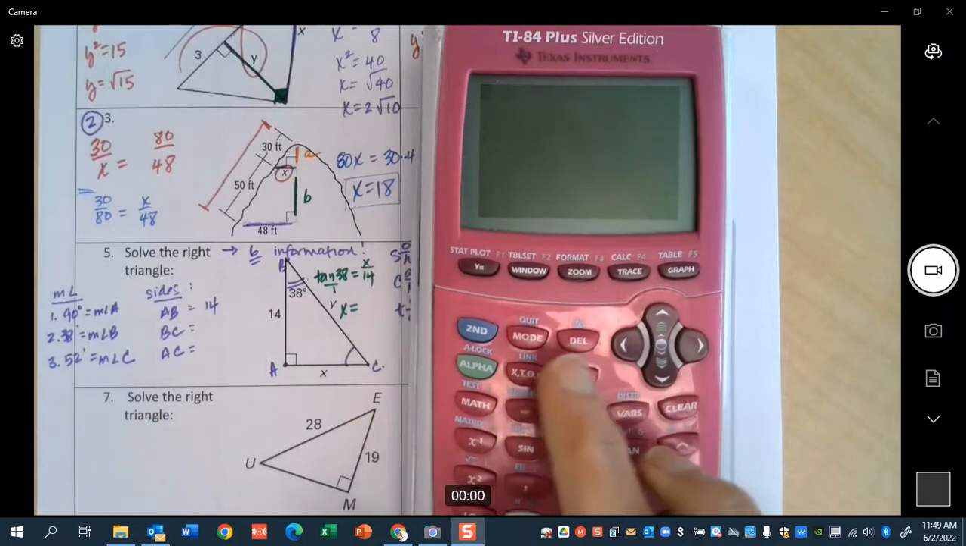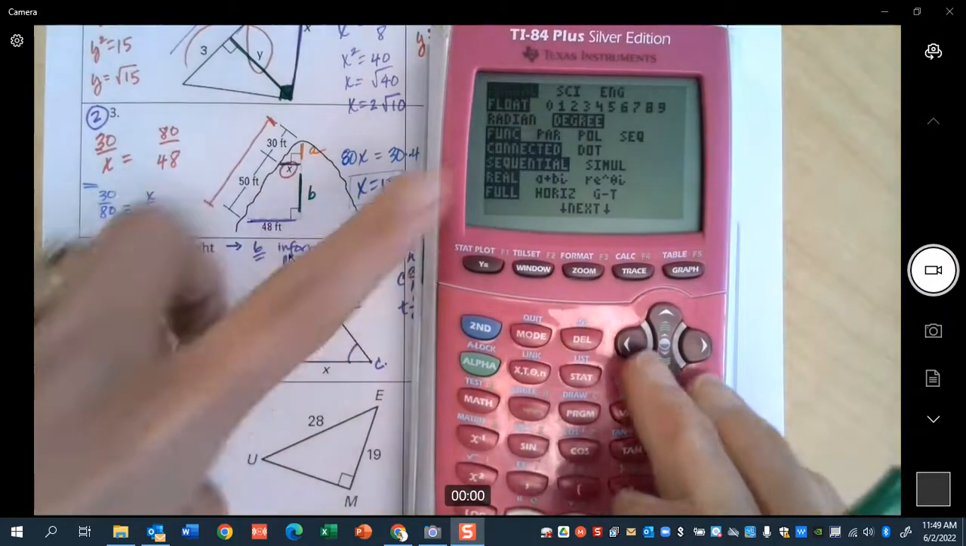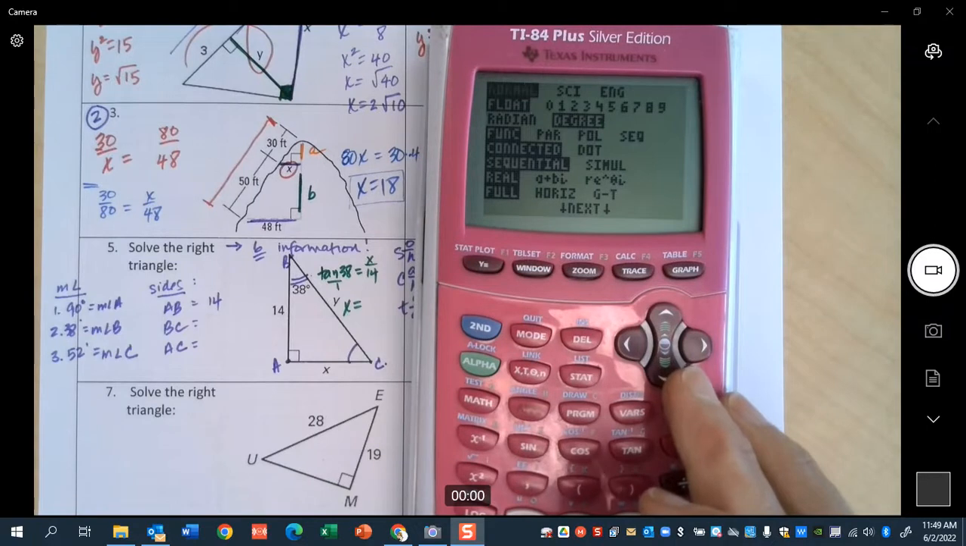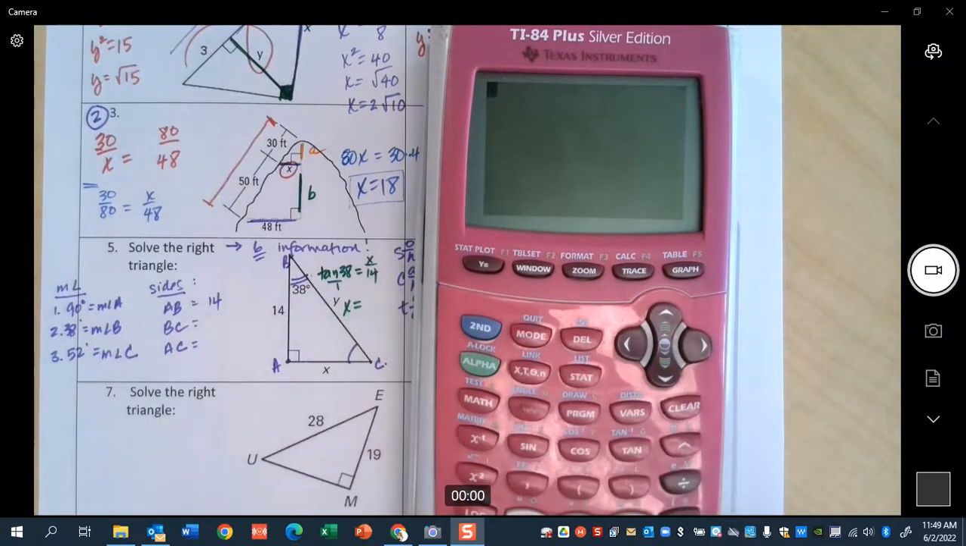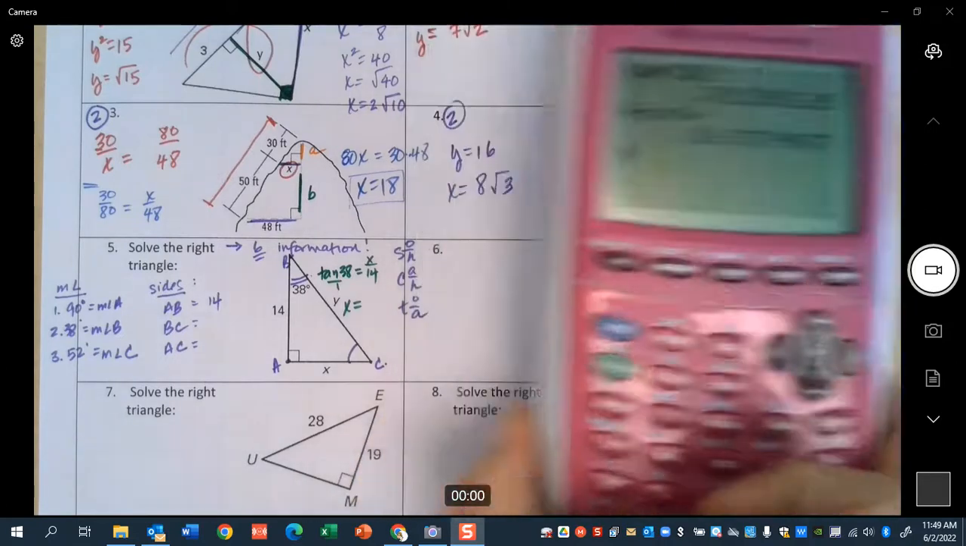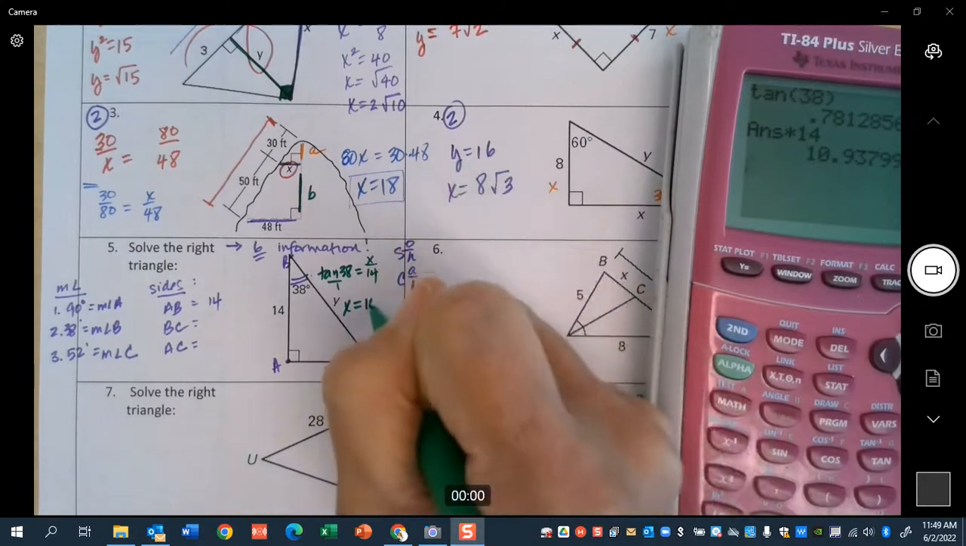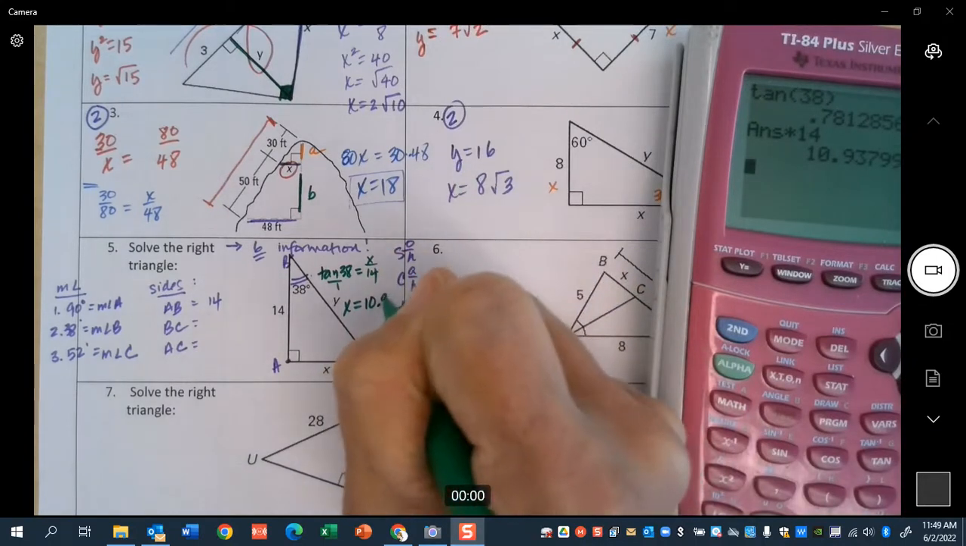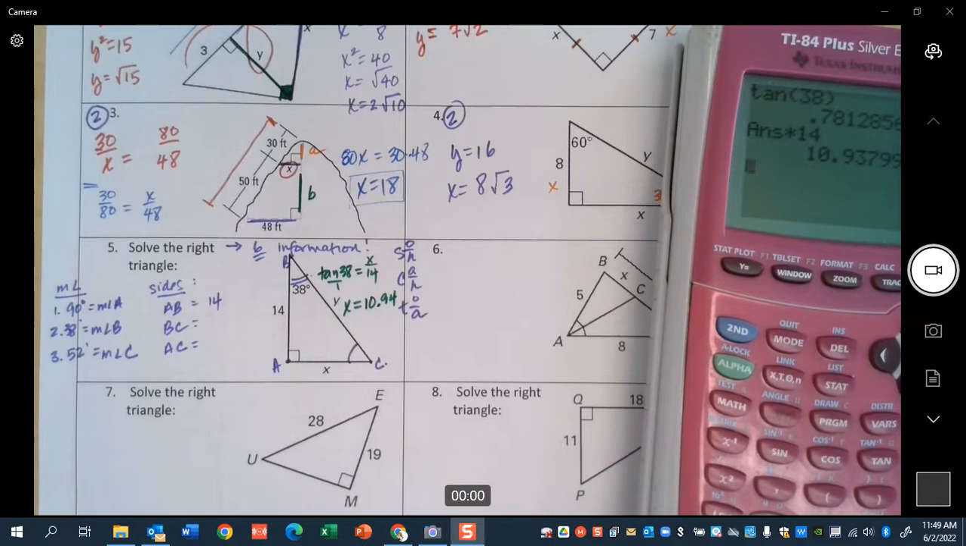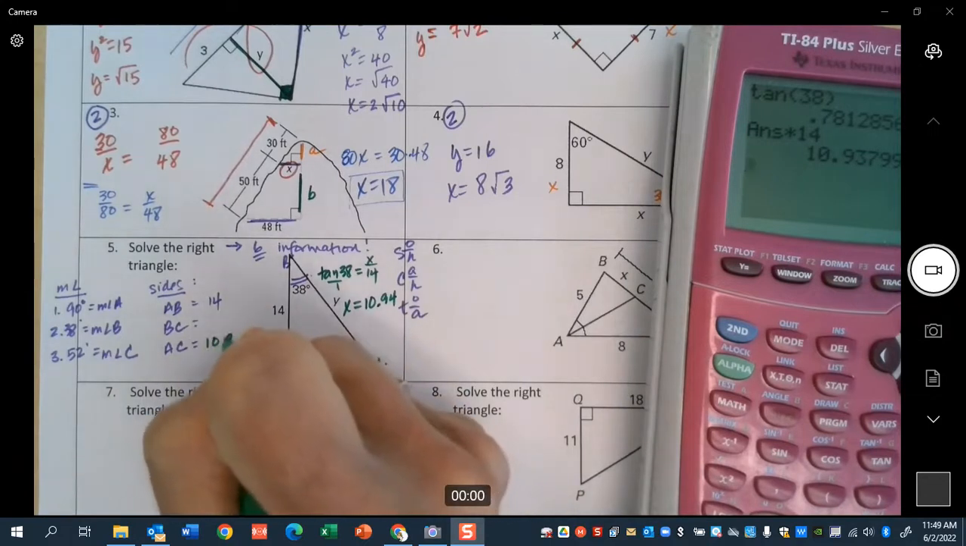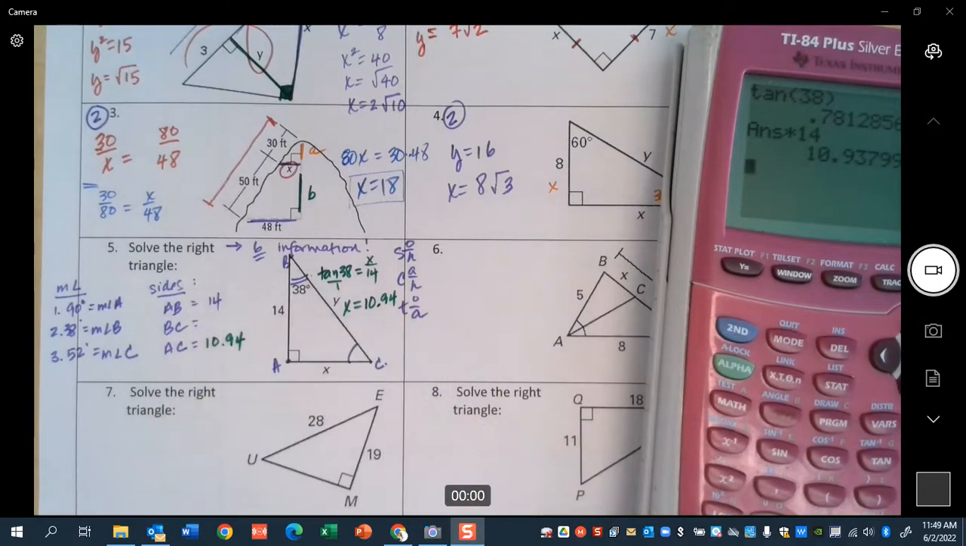Ready? I'm going to go to mode, and I'm going to make sure I'm in degrees. Good news there. And I'm going to ask the calculator, can you tell me what the tangent of a 38-degree angle is? And then I'm going to multiply it by 14. And I get 10.94. The distance from A to C is 10.94.